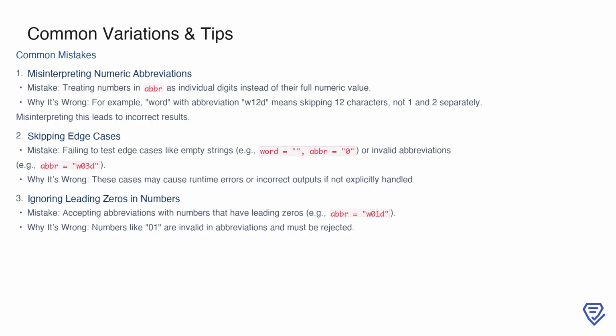Another common mistake is skipping edge cases. For example, scenarios like an empty string for the word or an abbreviation with invalid formats, such as W03D, must be handled. These edge cases can cause runtime errors or unexpected outputs if overlooked. Lastly, ignoring leading zeros in numbers is another pitfall. Numbers like 01 in abbreviations are invalid and must be rejected. Failing to account for this could result in accepting incorrect abbreviations, so it's crucial to validate your inputs carefully.